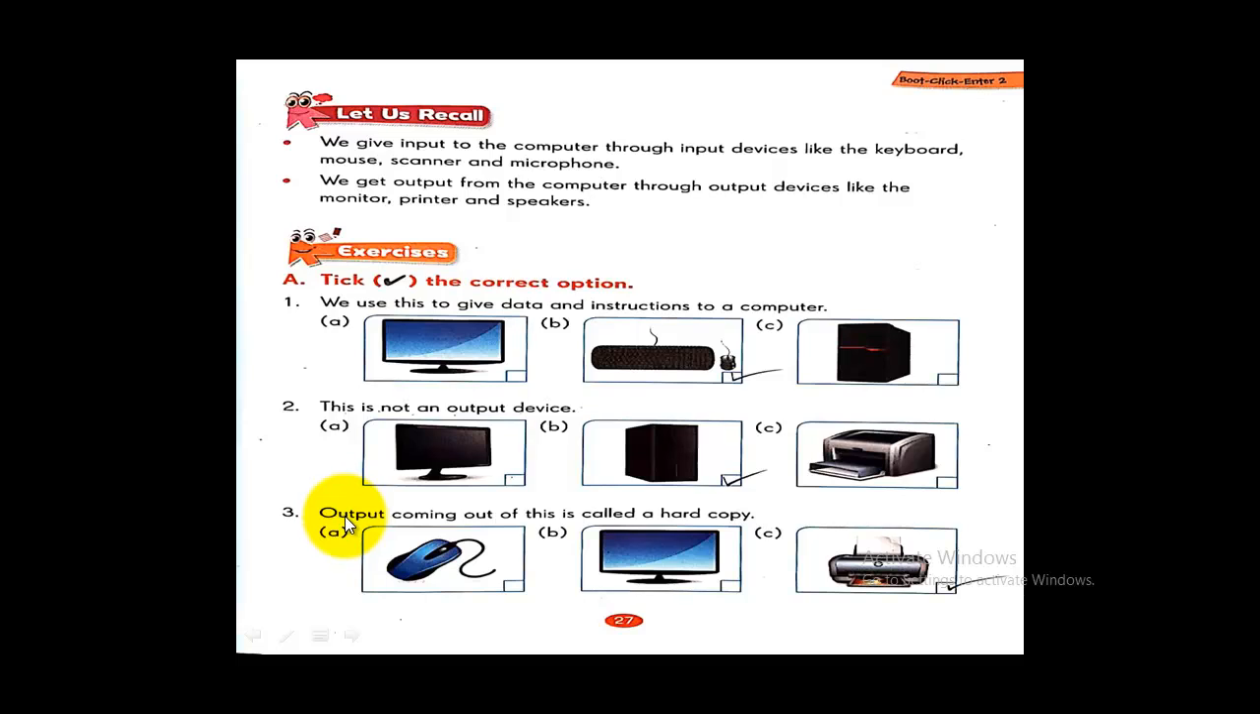Then output coming out of this is called a hard copy. Obviously, whatever comes out from this printer is a hard copy. So you can take here the printer.